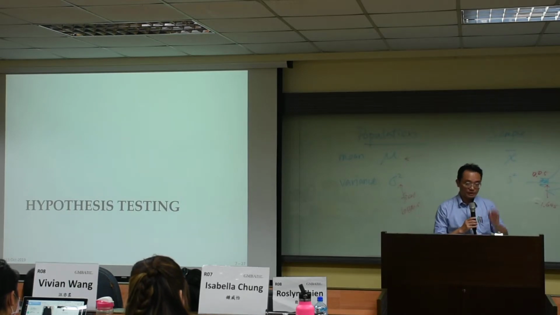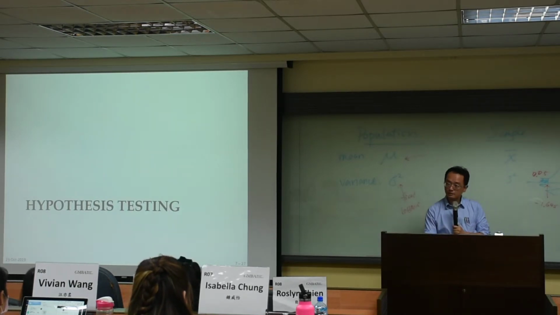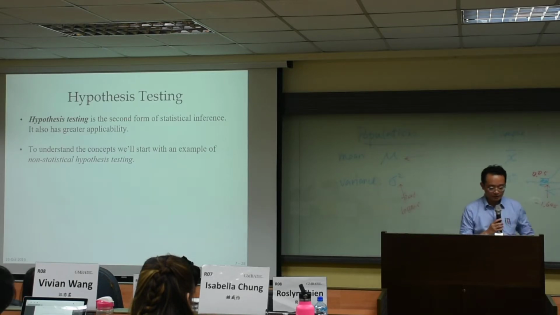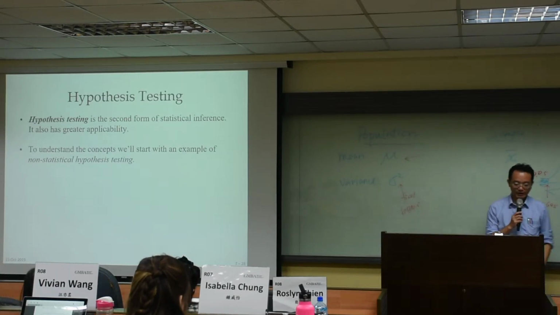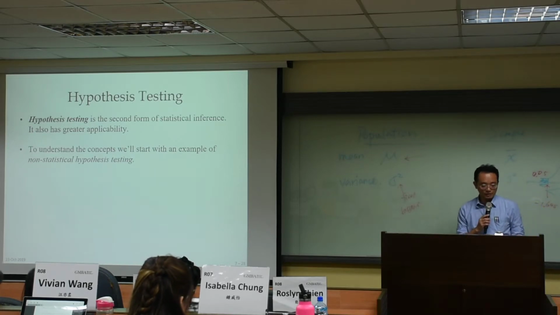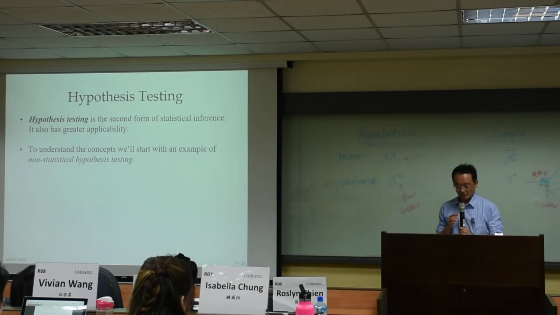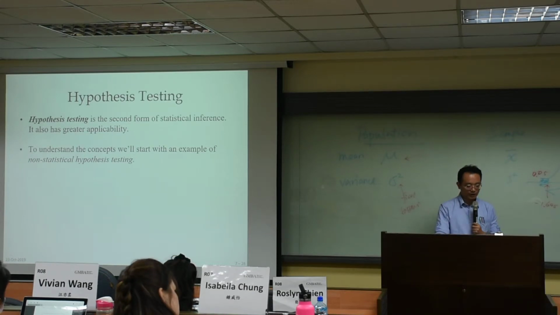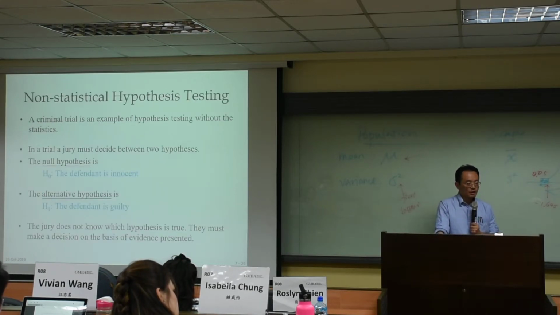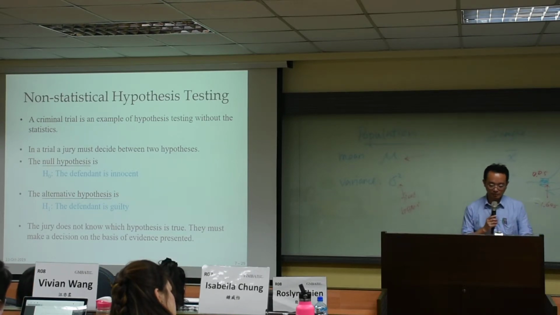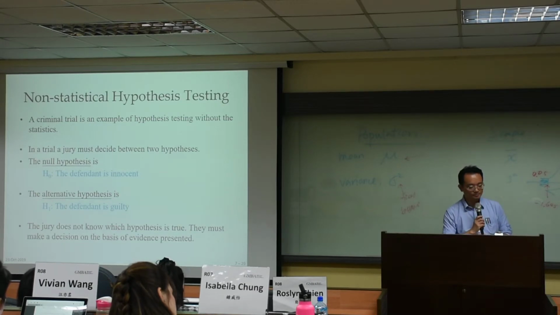So let's move on to the second part of statistical inference, which is hypothesis testing. It's built on the idea of estimation. Hypothesis testing is the second form of statistical inference and has a greater applicability. To understand the concepts, we start with an example of non-statistical hypothesis testing. It applies a lot as well. We have this kind of logical thinking within our mind, and we apply it daily. A criminal trial is an example of this, without using statistics.